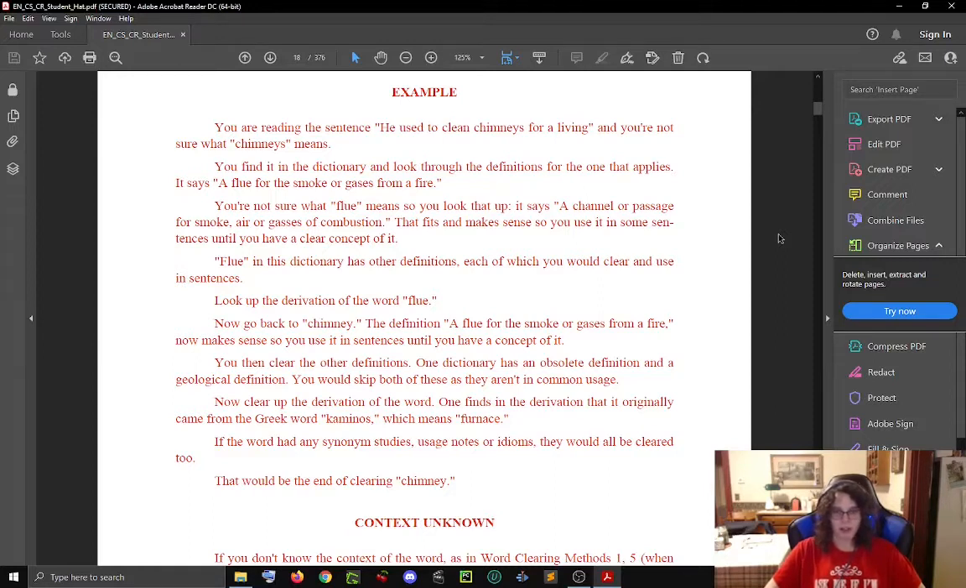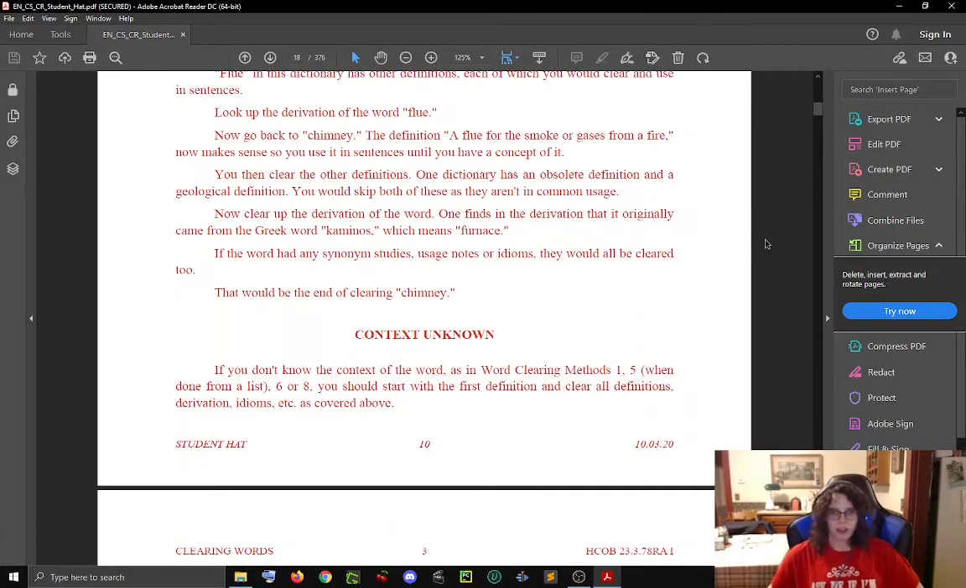You then clear the other definitions. One dictionary has an obsolete definition and a geological definition. You skip both of these as they aren't in common usage. Now clear up the derivation of the word. One finds in the derivation that it originally came from the Greek word kamenos, which means furnace. If the word had any synonym studies, usage notes, or idioms, they would all be cleared too. That would be the end of clearing chimney.